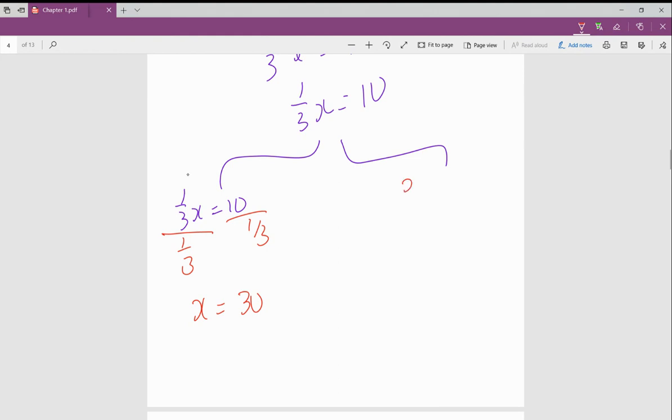1/3 x is x over 3. Remember I told you x can be at the side or on the top. And 10 is exactly 10 over 1. So what you can do is you can cross multiply. If you remember, when you cross multiply, this will go up and this will go up here. So finally what will happen is x times 1 is x, 3 times 10 is 30. Actually, the cross multiplication is something that you should get used to. Let me go on to another example.